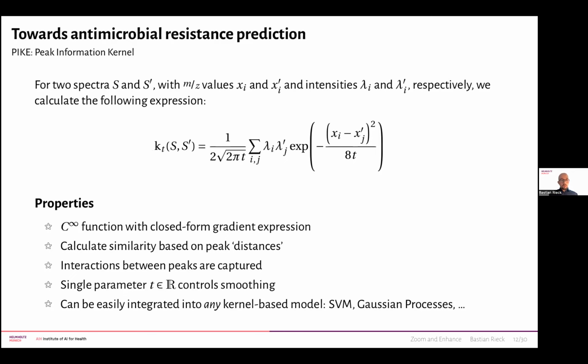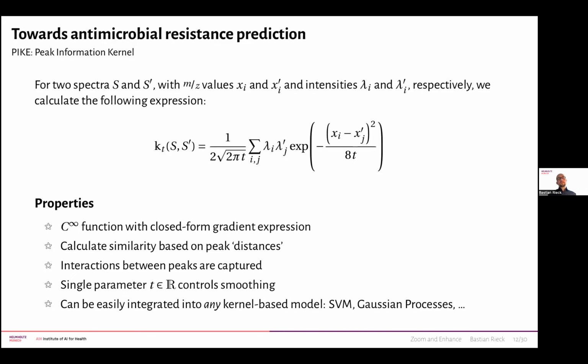Now, overall, the similarity of this kernel is being calculated based on the distances between peaks. So how far are the peaks in terms of their m over z values? And since this goes over all pairwise interactions, we're capable of capturing interactions between peaks. So it's not just something that says, oh, if your peak is at this specific position and you shift a little bit, we are still capable of capturing this. We also only have a single parameter here, namely T, and this controls the smoothing. So how much information we want to keep in the spectrum.